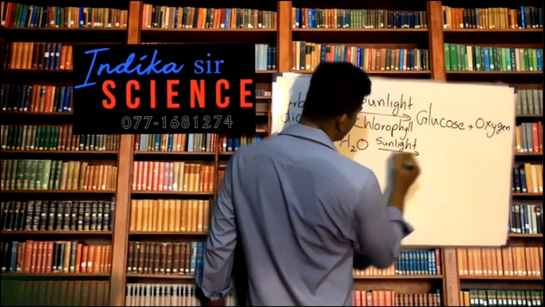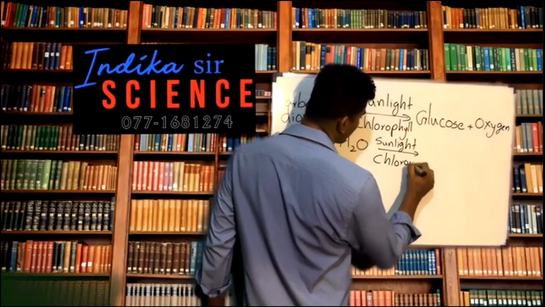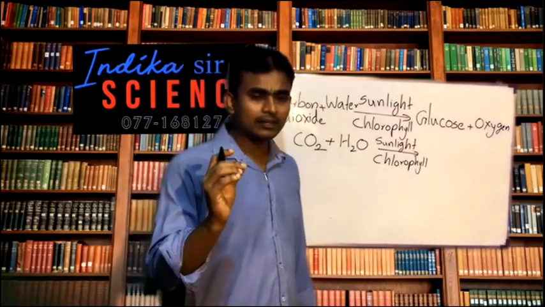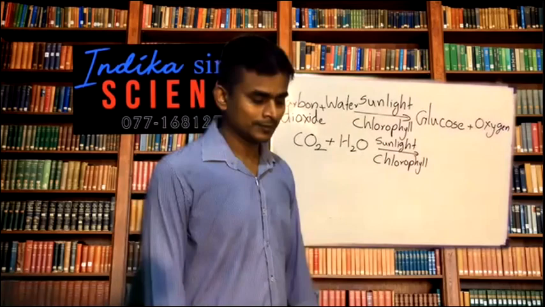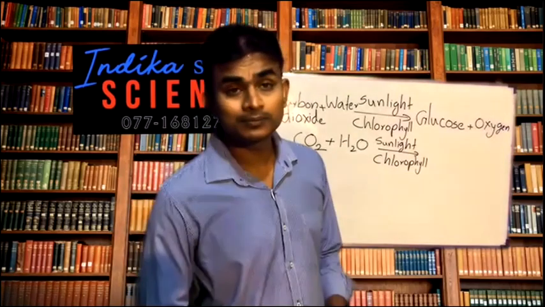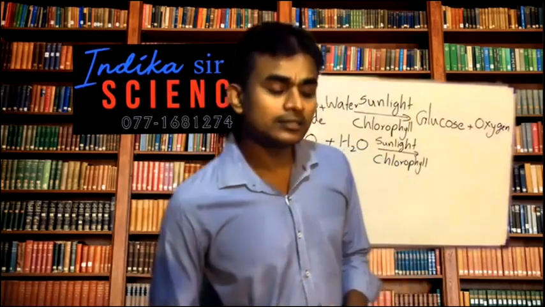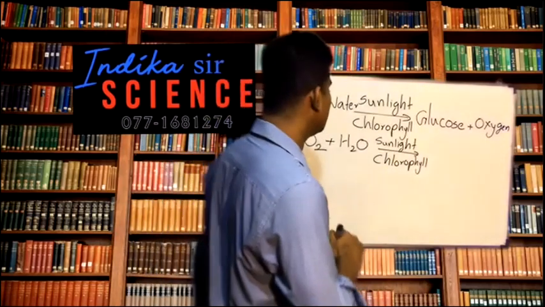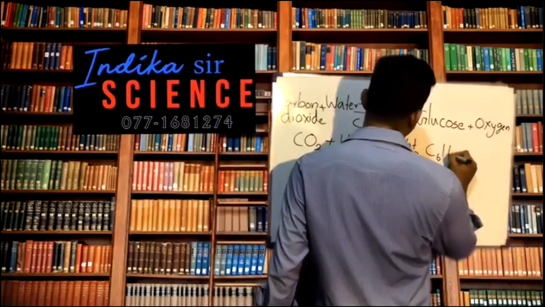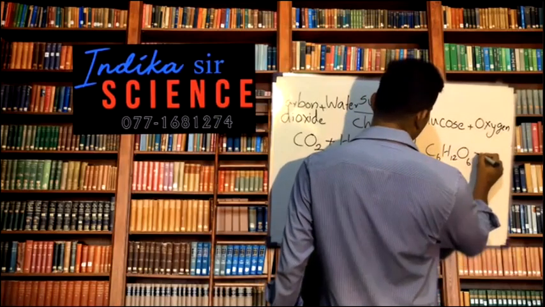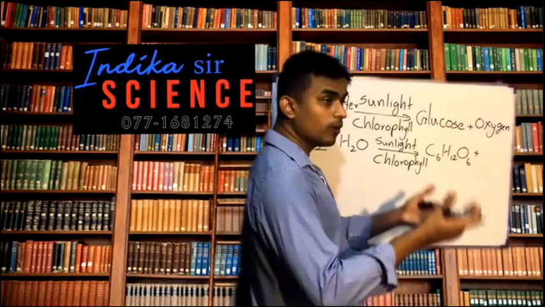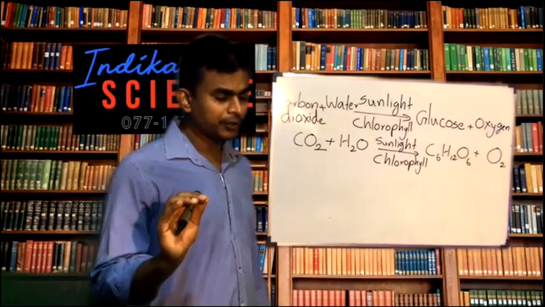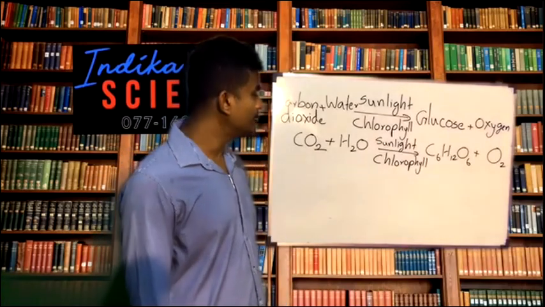Sunlight and chlorophyll. And what is the chemical formula of glucose? C6H12O6. Oxygen is formed in gaseous form, therefore O2. You can write down this chemical equation as well.